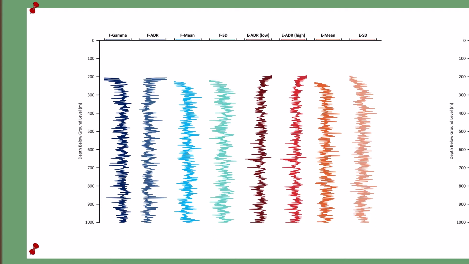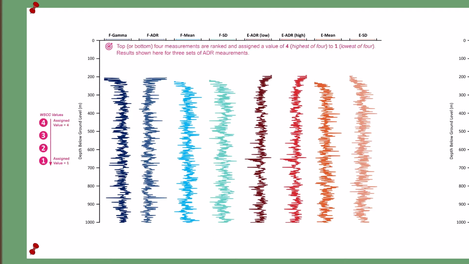Adrok have established a set of sulfide correlation criteria from these harmonics, for example high energy mean, and has selected the top 4 peaks or troughs for each set of criteria to be given weighted values. The highest peak or trough is assigned a value of 4, the second highest a value of 3, third highest a value of 2, and fourth highest a value of 1.